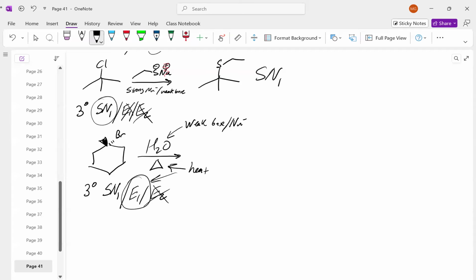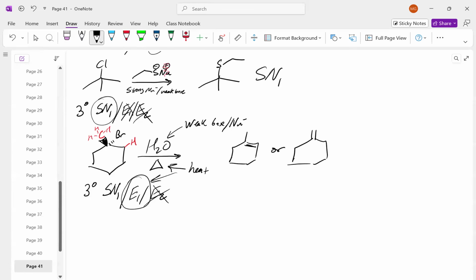Now, let's draw out our products here because we have two potential beta hydrogens. Actually, I'll do those in a different color. We got a beta hydrogen there, and there's three beta hydrogens. I'll just draw them in on that methyl group. Do it like this. CH. So our two possible products are this or this.